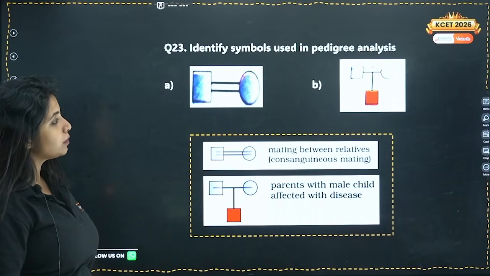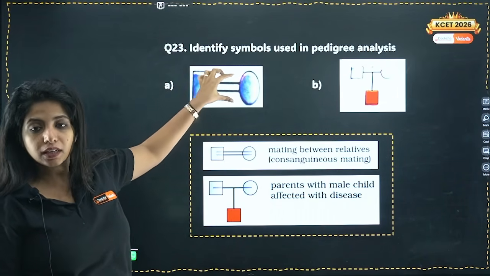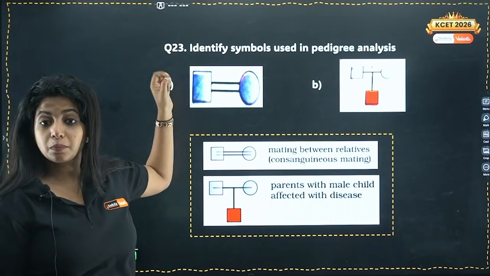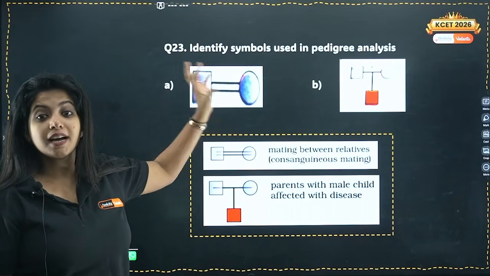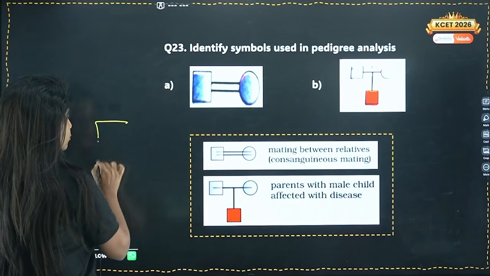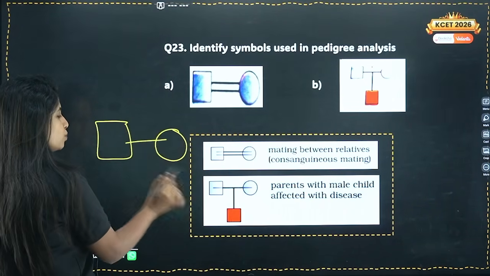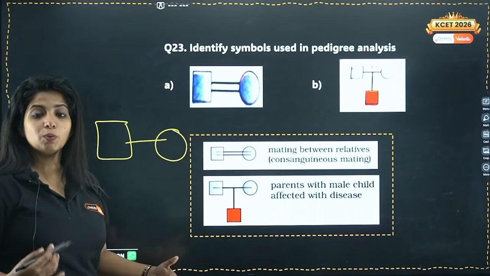Now identify the symbols used in the pedigree analysis. A square is given, a circle is given, and two lines are given. Whenever two lines are given, that means it is consanguineous mating. That is mating between relatives. Two lines, that means more bond is there. You can remember like that. Usually we just have one line like that shows mating. But if you have two lines, that shows consanguineous mating or mating between relatives.